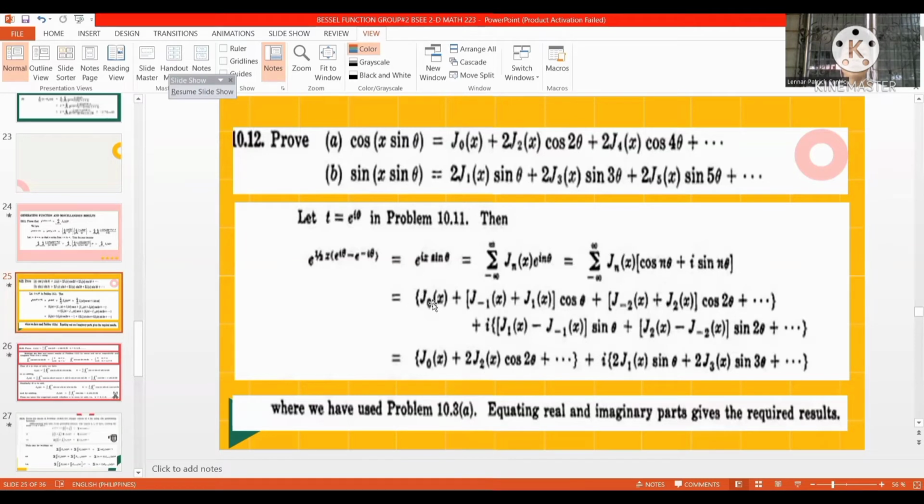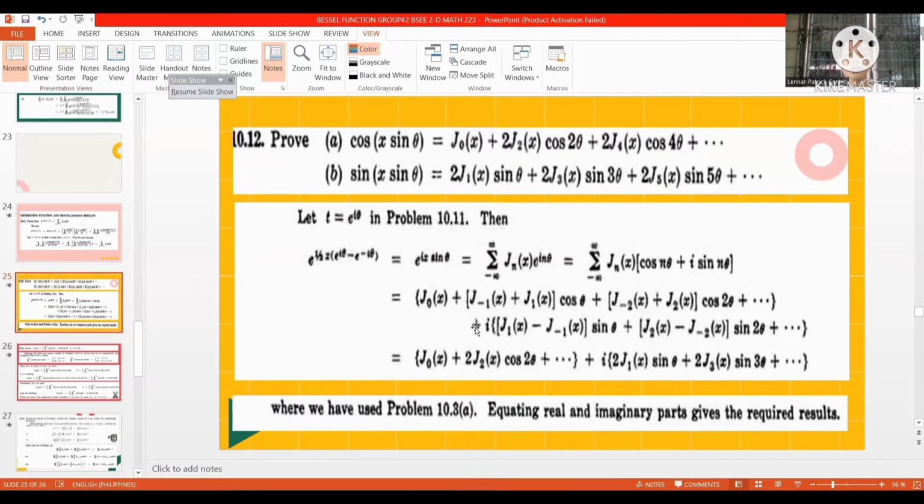Then equal to (J_0(x) + J_{-1}(x) + J_1(x)) cos θ + (J_{-2}(x) + J_2(x)) cos 2θ, and so on.